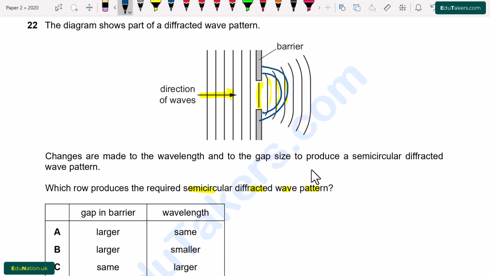This is only possible when the gap between the barrier is smaller as compared to the wavelength. Wavelength is basically the distance between these two wavefronts, and we see that this gap I represent with D. In this case, the gap is much larger as compared to wavelength. So there will be less diffraction.